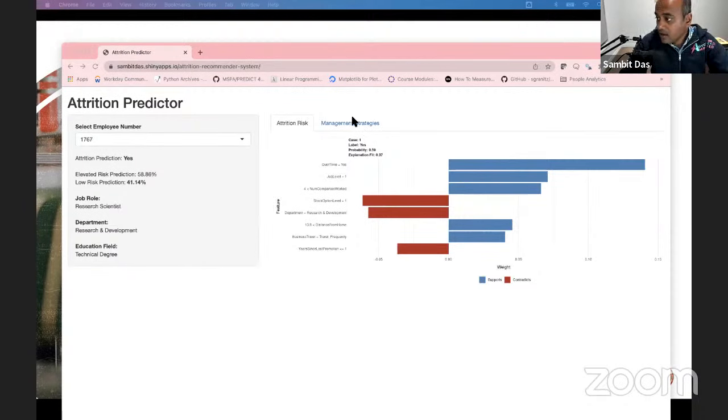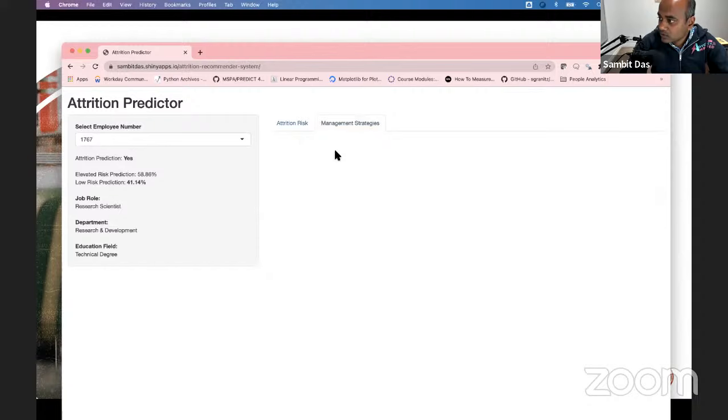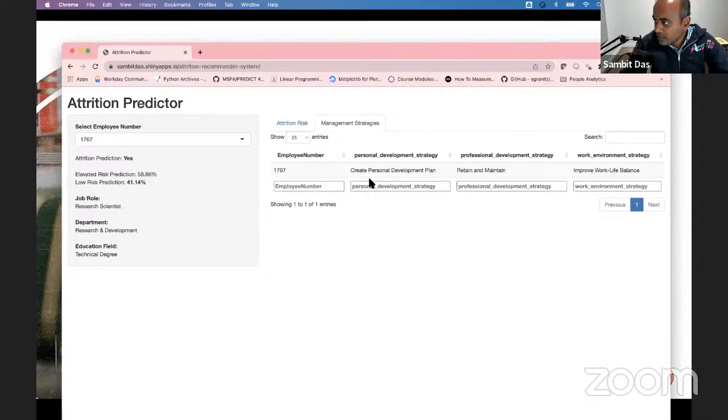However, the interesting part here is the recommendation as well. For this person, because of the variables, you remember how we went through the recommendation sheet. We need to look at improving work-life balance. Why? Because this person is working overtime quite a lot.